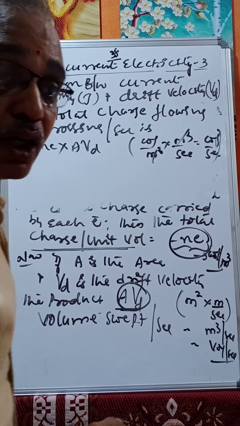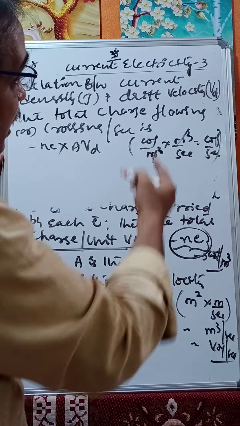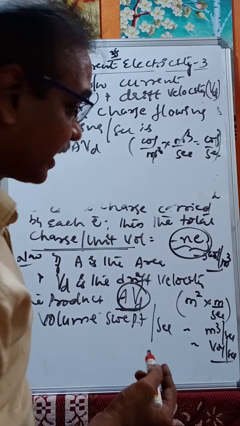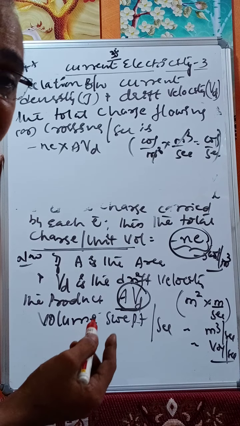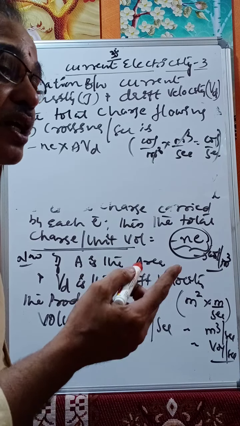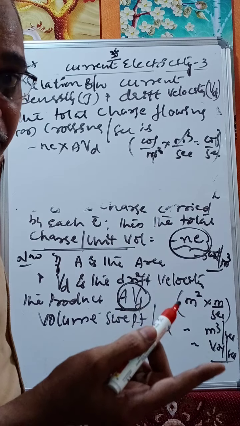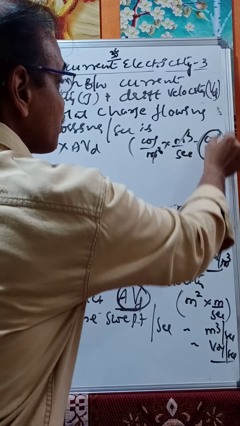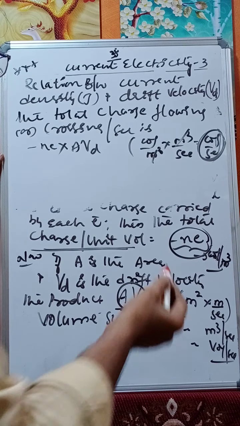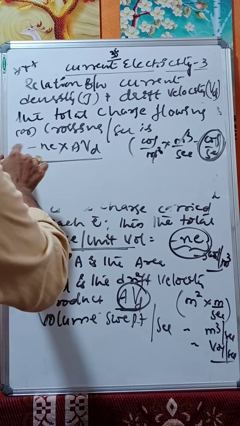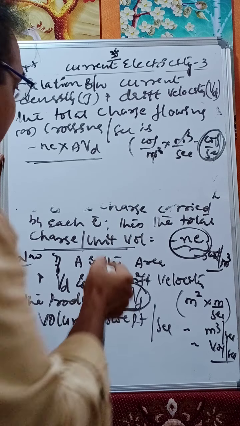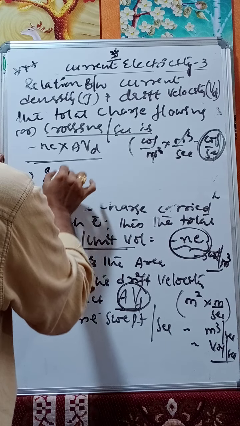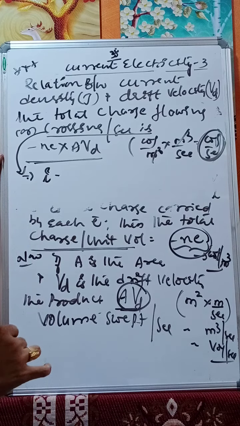What is coulomb per second? Coulomb per second is nothing but the total charge crossing per unit time. But according to the definition of current, the total charge crossing per unit time is called current. Charge by time, coulomb per second, is nothing but current. Therefore minus Ne into A Vd, the charge crossing per second, is the current I.